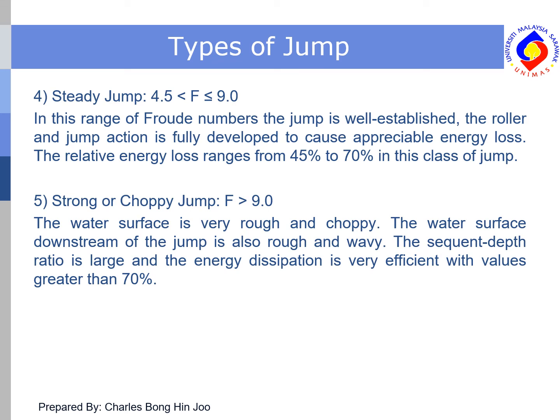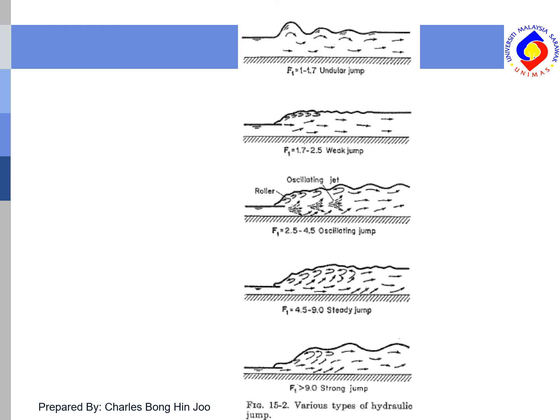A strong or choppy jump happens when the Froude number is more than 9 and the water surface is very rough and choppy. In this case, the energy dissipation is very efficient with values greater than 70%. The figure on this slide shows the different types of hydraulic jumps.